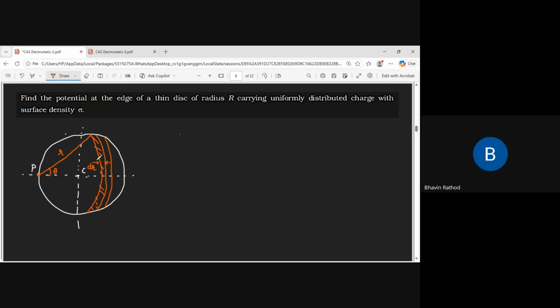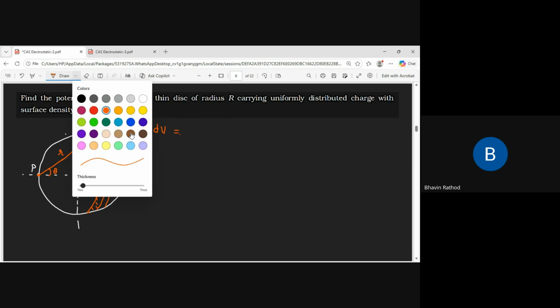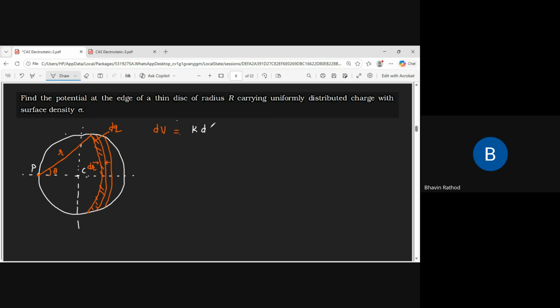Okay, so let us say that the charge on this ring is dq. Hence the potential because of this at point P will be equal to k dq by r. How are the rings oriented? Are they in the same plane as the disk? Yes. We are assuming that the disk is a collection of such ring elements. These are not entire rings, these are portions of rings. So we are assuming that the disk is a collection of such ring portions.